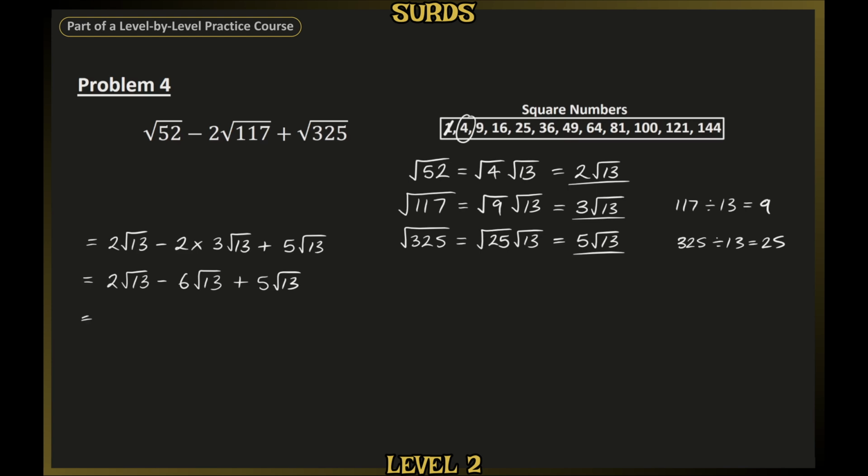Now starting with the first two terms, 2 root 13 minus 6 root 13 is minus 4 root 13, and we still have a plus 5 root 13 at the end. Now minus 4 plus 5 is 1, so minus 4 root 13 plus 5 root 13 is 1 root 13. Or we can just leave this as root 13. And that's our final answer to problem 4.